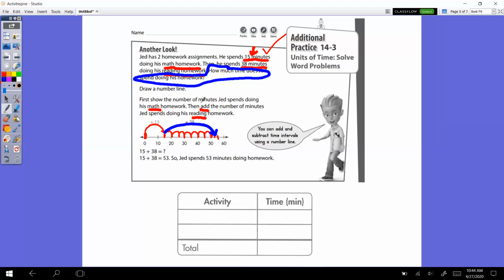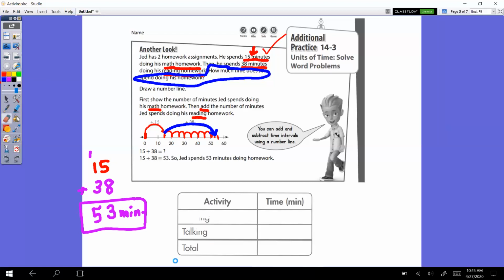Okay, so what we're doing is we're adding the number of minutes he spends doing his reading homework. We know he spent 15 on math, and then he spent 38 minutes on his reading. Okay, what is the total amount of time he has spent? Okay, 5 doubled is 10, plus an extra 3 to get to 8 is 13. Carry the 1, 3 plus 1 is 4, plus 1 more is 5. So he has spent 53 minutes on his reading and his math homework.